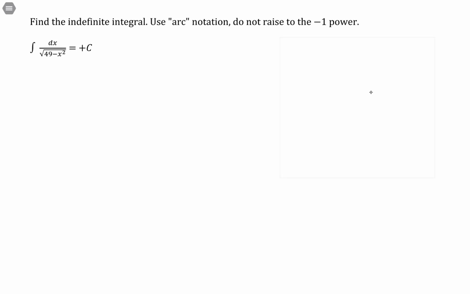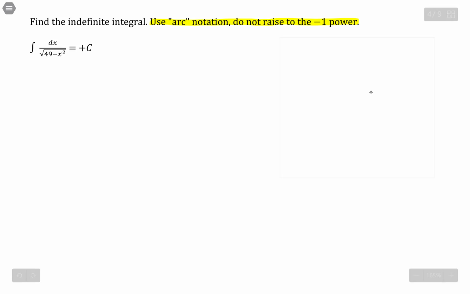Find the indefinite integral. Use arc notation. Do not raise to the negative 1 power. Now, I'll mention this. It actually doesn't make any difference if you use arc notation or raising to the negative 1 power any longer. It used to be that the system wouldn't allow something to the negative 1 power. It does now, so this is kind of old, but that's okay.